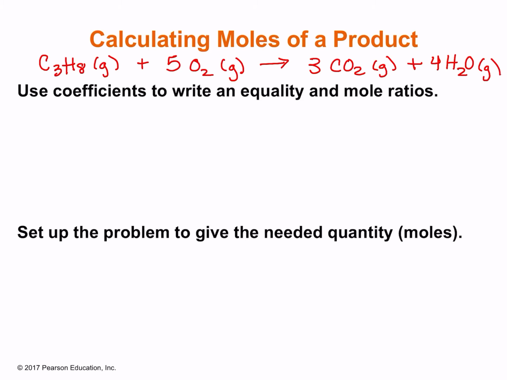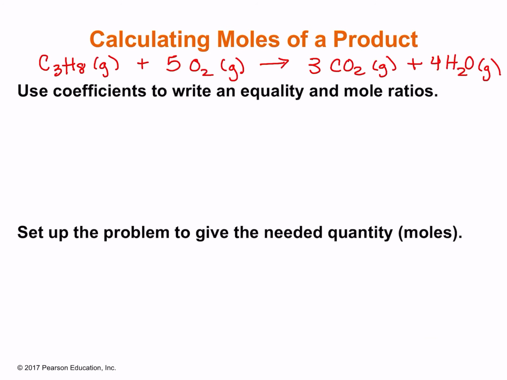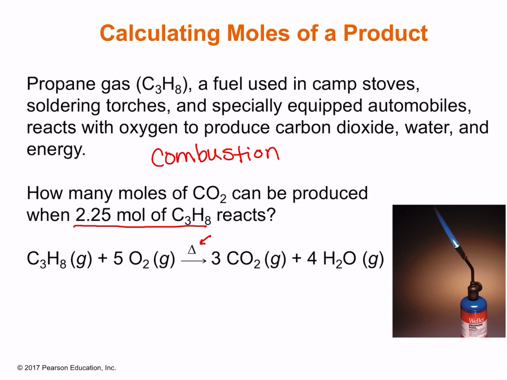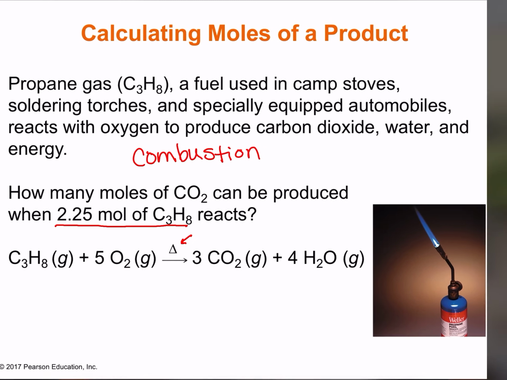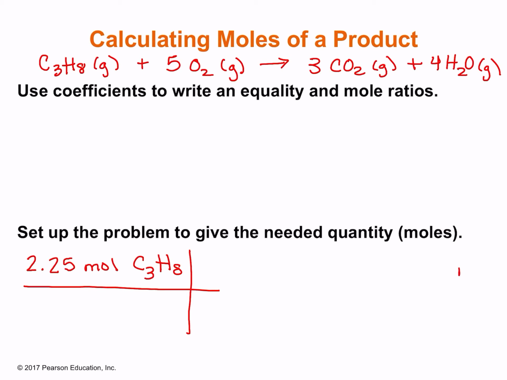And our problem says, looking here, we are starting with 2.25 moles of propane. So that is what's going to go in the beginning of my train track. 2.25 moles of propane. And then we can look and see, what are we trying to find? How many moles of carbon dioxide? That's what we're trying to find here. So we're trying to find moles of CO2.